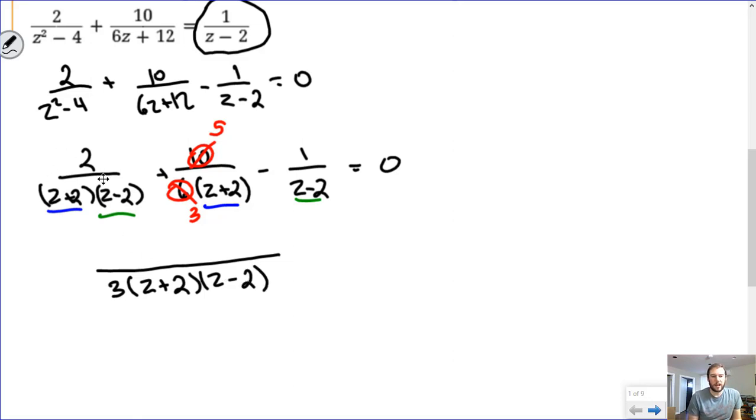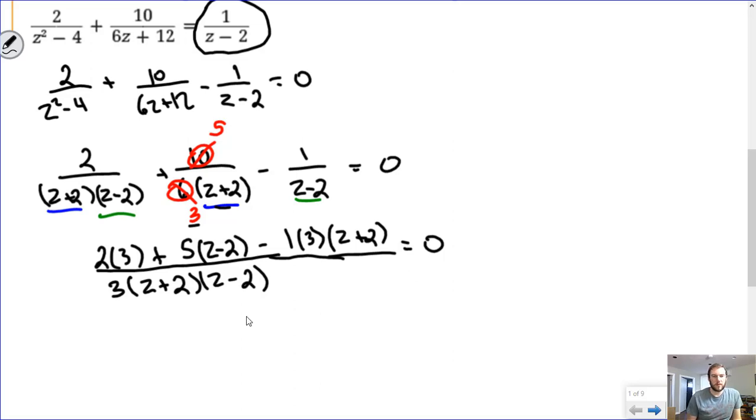Okay, so in my numerator now, what's left? Well, this 2 here needs to get multiplied by 3, because the only thing that this denominator is missing is a 3 from this group of factors down here. So let's take the 2 and multiply it by 3. Right? 2 times 3. Plus, this one already has the 3. It already has the z plus 2. So the 5 is going to have to get multiplied by z minus 2. Minus, and the 1 already has the z minus 2, but it doesn't have the 3, and it doesn't have the z plus 2.